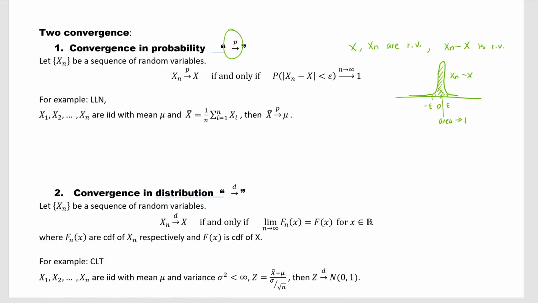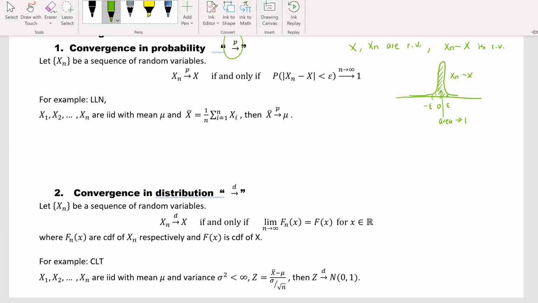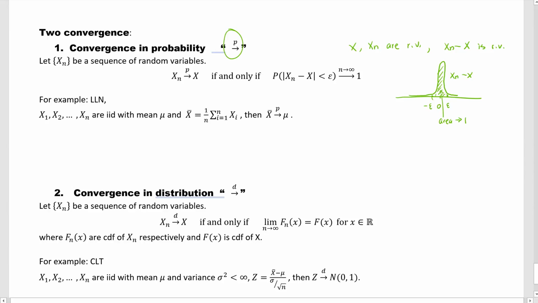So for example, if n increases, what does that mean? You have smaller values, and the distribution is more narrowed down here. So you can see when n increases, it gets more narrowed down, and the area is getting closer to the center 0. Okay, so this is convergence in probability.